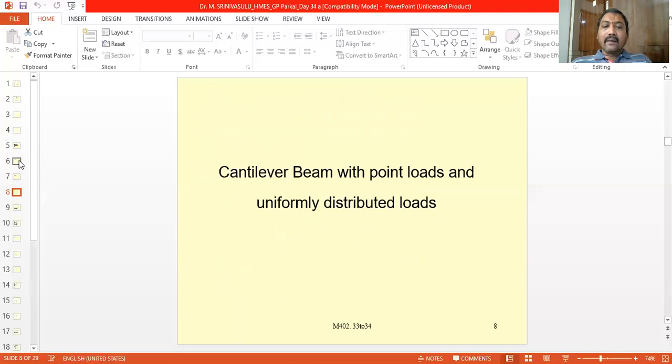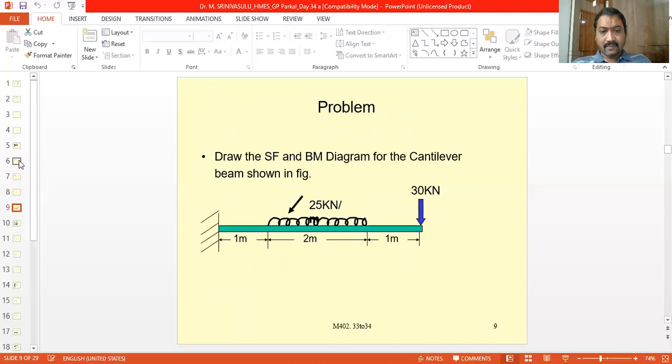In the previous classes we have discussed the cantilever with point load and also with UDL separately. Now in this case, some point loads along with UDL will also be acting. So that type of problem we will solve here. This is a problem on the cantilever with point load and also with UDL, so a combination of both loads. Now we take this problem.